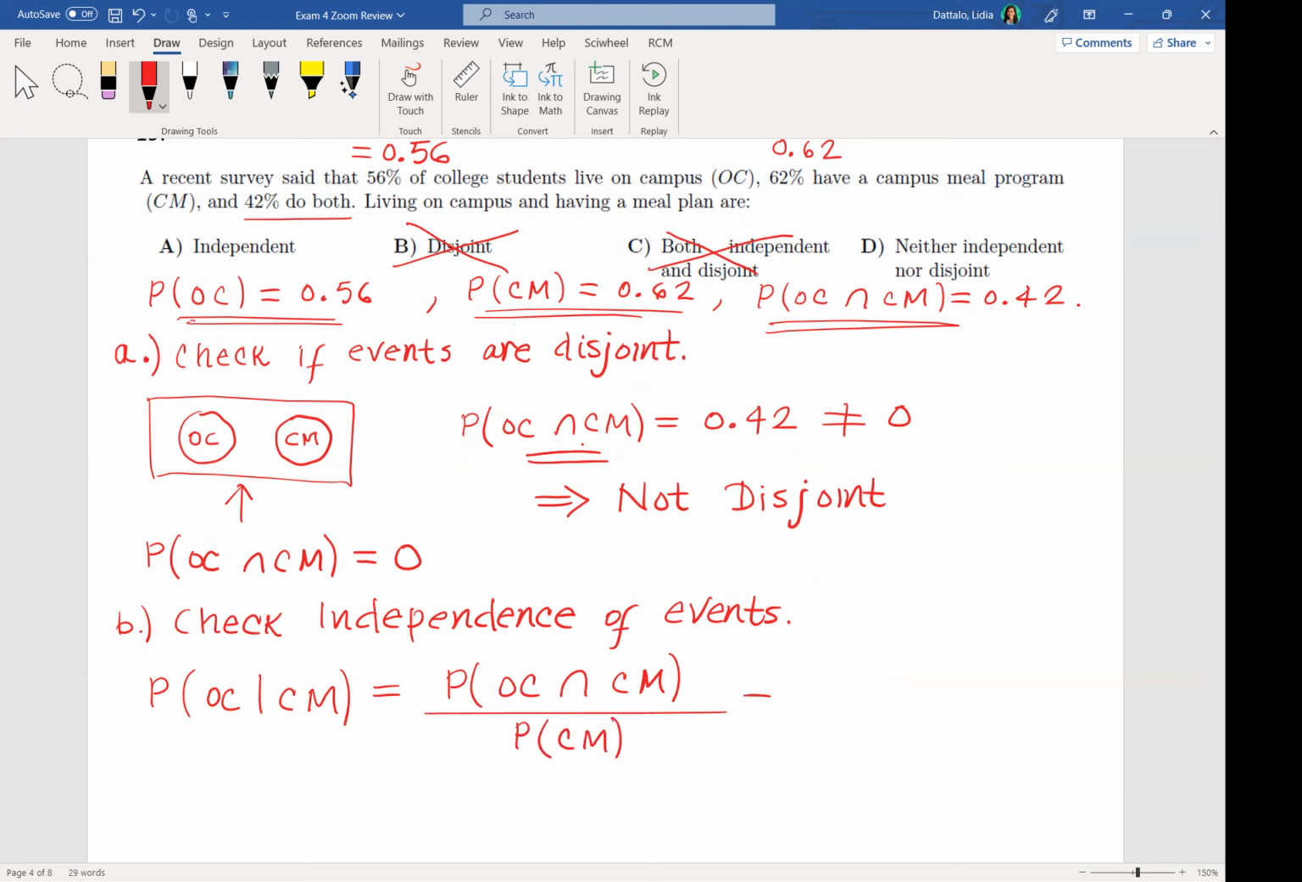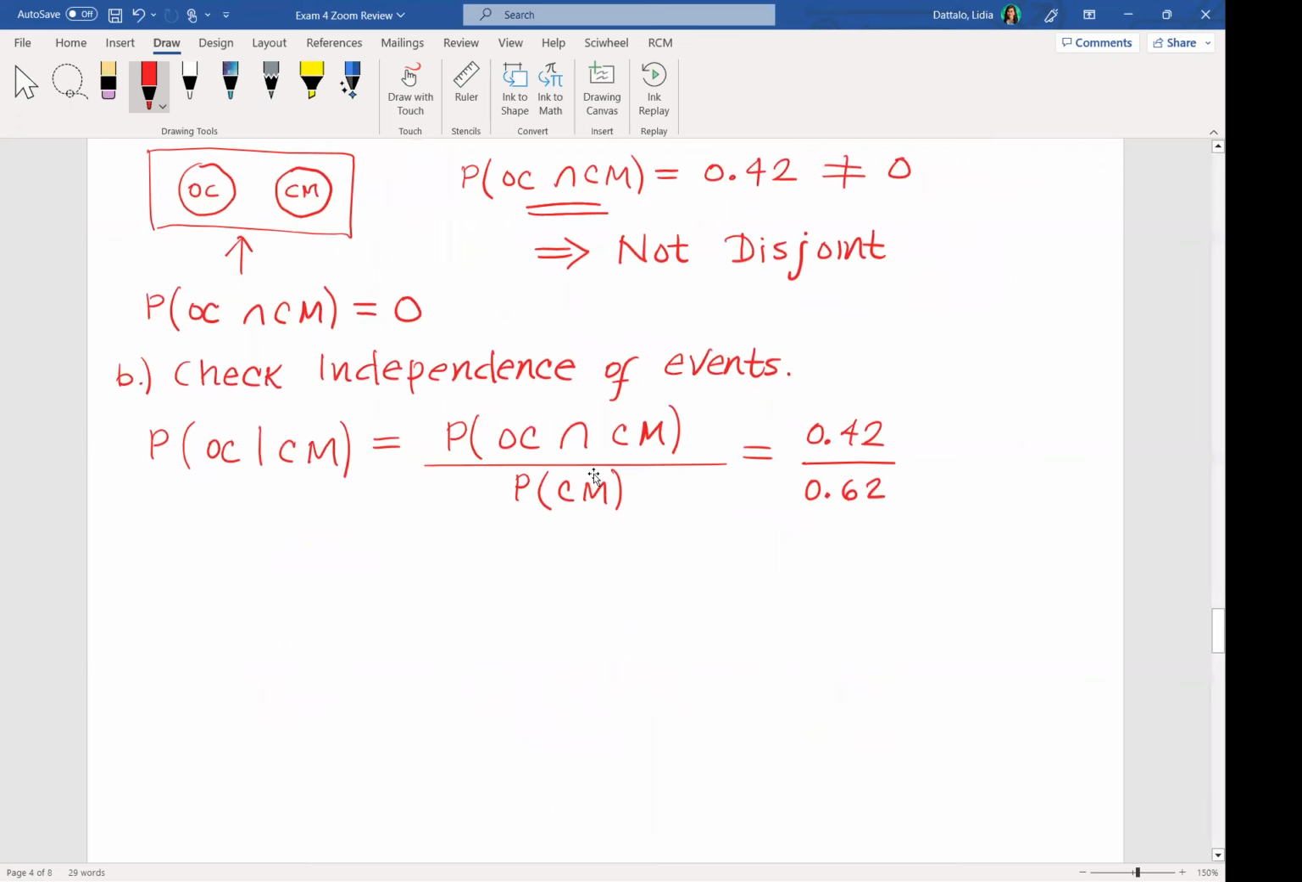Let's see what that equals. We have the intersection here, which is 0.42, divided by the probability of CM, which is 0.62. Now, this will give me a total of 0.6774.